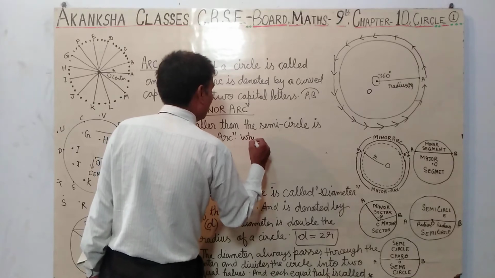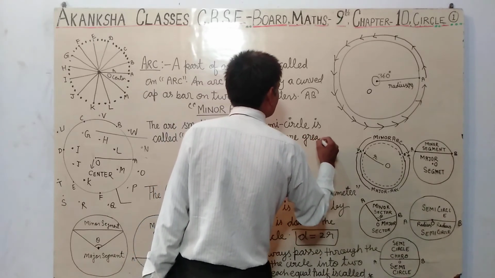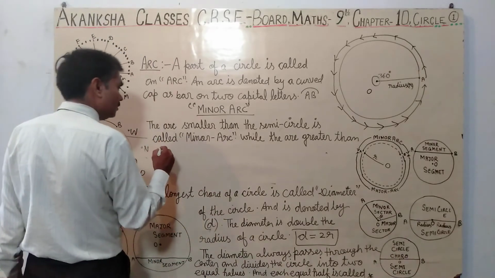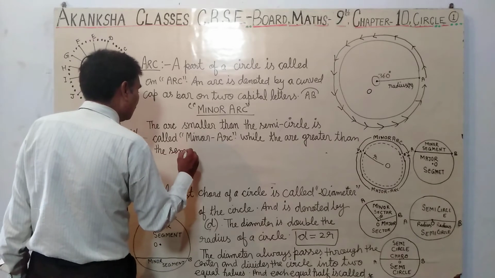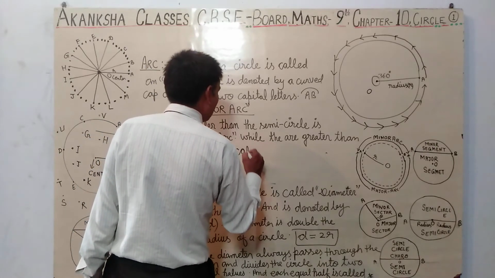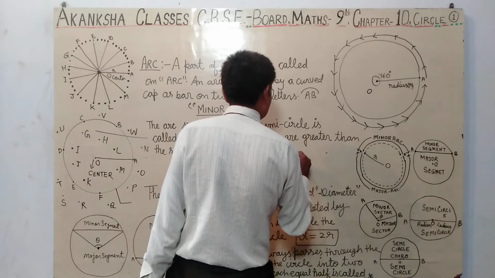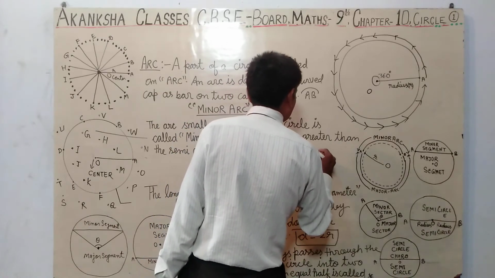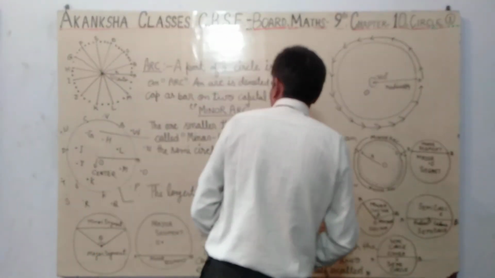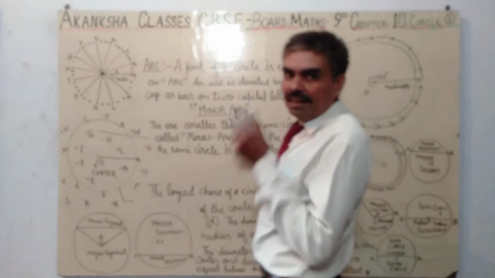while the arc greater than the semicircle is called a major arc. Major arc. Completely understood? Okay.